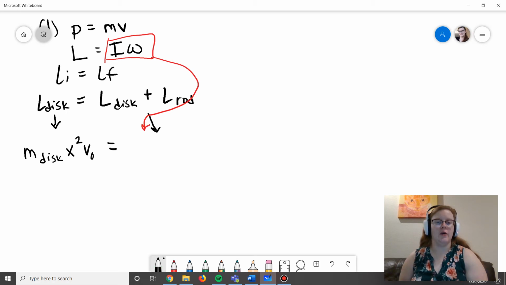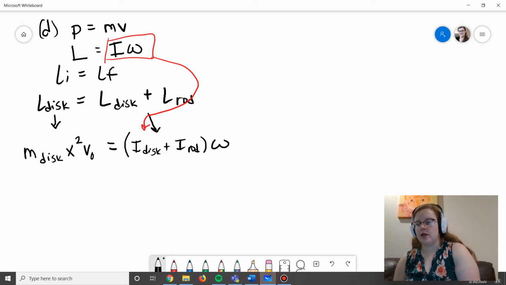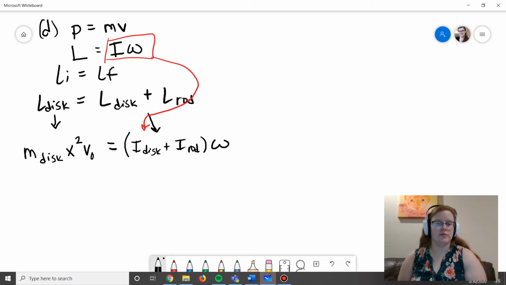And our I now is going to be equal to the I for the disk plus the I for the rod, all multiplied by omega. So what we're going to do after that point is plug in the variables that we know. We already have this, so I'm just going to rewrite it.